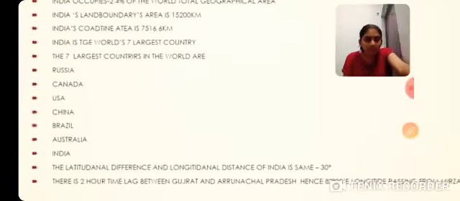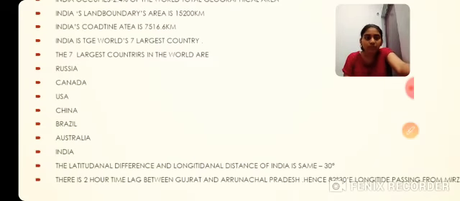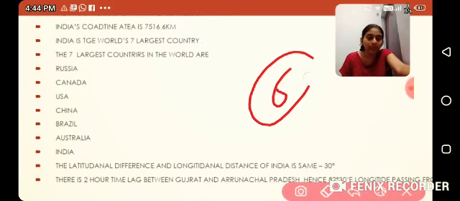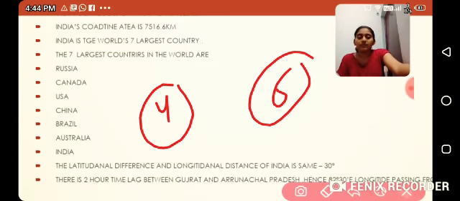The latitudinal difference and the longitudinal distance of India is same, that is 30 degree, and that's why there is a 2 hour difference between Arunachal Pradesh and Gujarat, because the difference between the 1 degree longitude is of 4 minutes. The difference of 30 degree longitude is going to be 30 into 4, that is 120 minutes, that is approximately 2 hours. 2 hours का time difference है, you can see. जब अरुणाचल प्रदेश में 6 बज रहे होते हैं, 4 o'clock बज रहे होते हैं गुजरात में. फाइन.